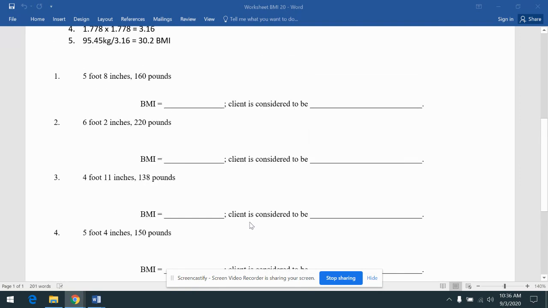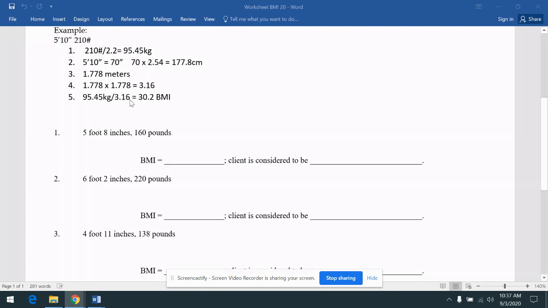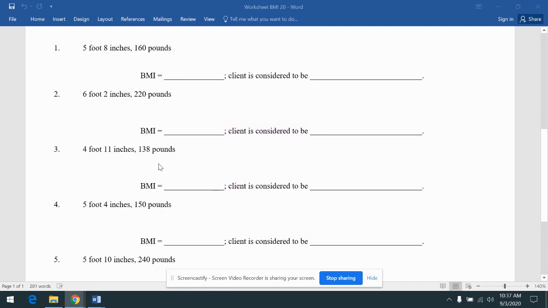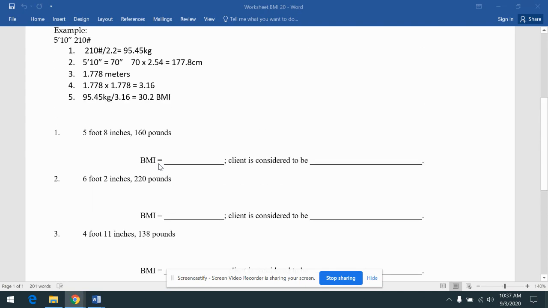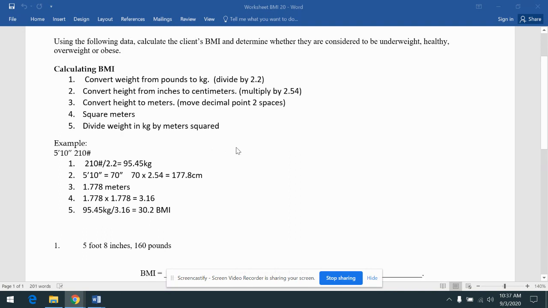Okay. Now, this isn't a worksheet that you need to turn in for points, but I would recommend practicing a few times to figure out the BMI for the examples here, and then telling which class that client would be in. Okay. So for those of you who do complete this and want to discuss the answers with me, you can put that on the discussion board under the questions part.